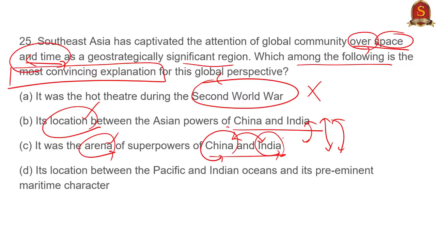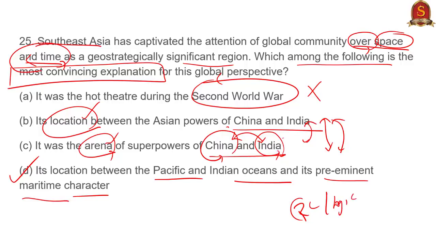Look at option D. It's location between Pacific and Indian Oceans, fine, and its preeminent maritime character. Yeah, that is the reason, because Southeast Asia is primarily a region of connectivity and archipelagos, which means it will become important geostrategic locations over a period of time. And D is the answer. Again, reading comprehension with logic.